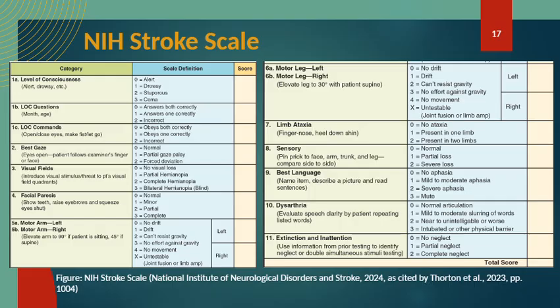Finally, extinction and inattention, also called neglect, identifies whether the patient is ignoring one side of their body or environment, which is common in right hemisphere strokes. Altogether, these assessments give us a complete neurological picture. Even slight changes in the NIH stroke score should be reported immediately because early intervention can prevent permanent damage.